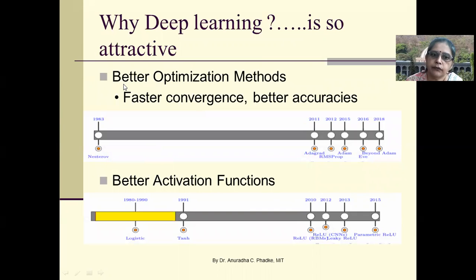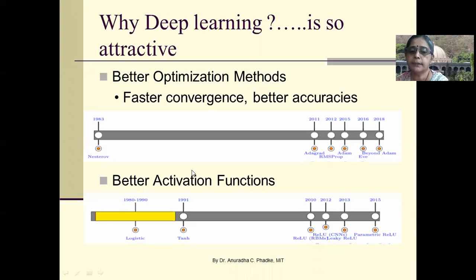So basically, we go for deep learning because it gives you better optimization methods. It gives you faster convergence and better accuracies if we use appropriate techniques. Okay, so these are certain deep neural networks.